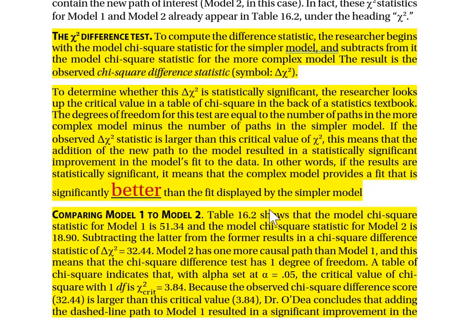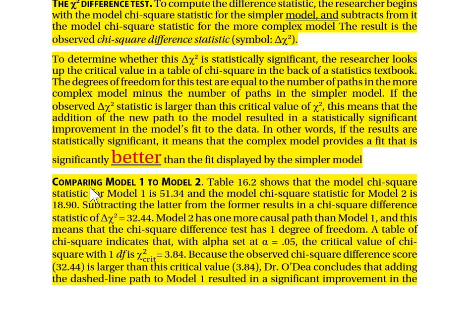Let's begin by comparing Model 1 to Model 2 in our current analysis. Comparing Model 1 to Model 2. Table 16.2 shows that the model chi-square statistic for Model 1 is 15.34, and the model chi-square statistic for Model 2 is 18.90. Now, where did those statistics come from?